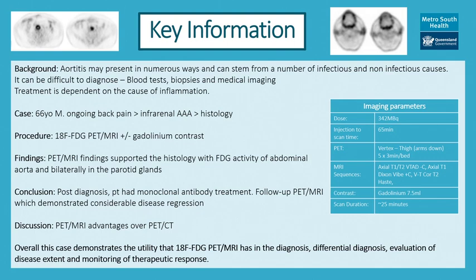The PET images demonstrated mild to moderate FDG avidity in the interior wall of the native aneurysmal abdominal aorta, with the MRI sequences noting irregular wall thickening and enhancement. Increased FDG avidity was noted in the parotid glands bilaterally, indicative of parotitis, which supported the histological findings suggestive of IgG4-related aortitis. After diagnosis, the patient received 2 rounds of monoclonal antibody treatment and underwent MFF therapy.